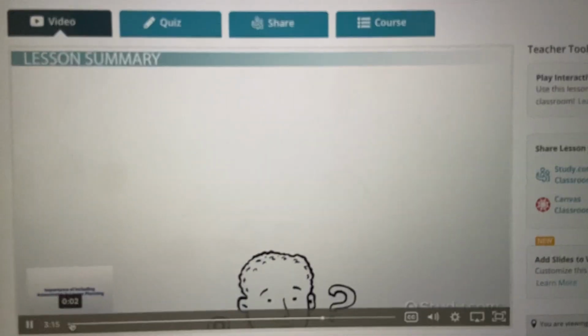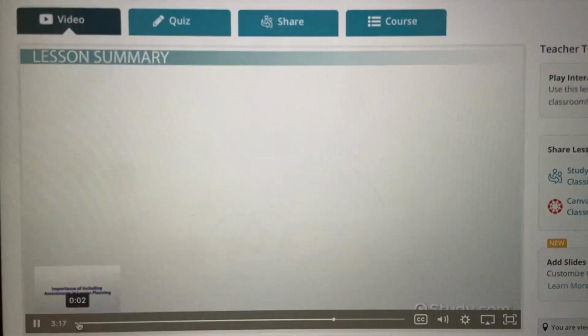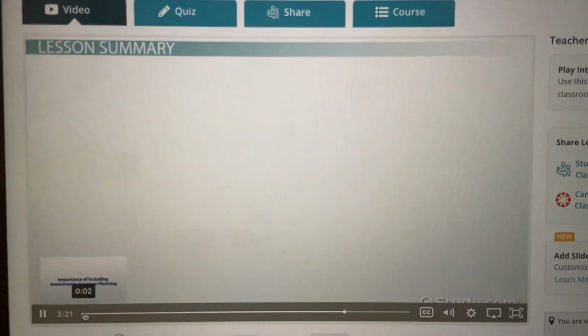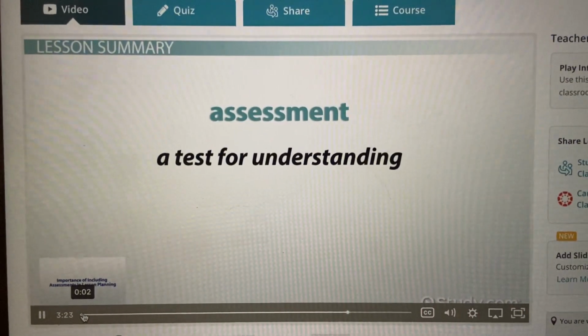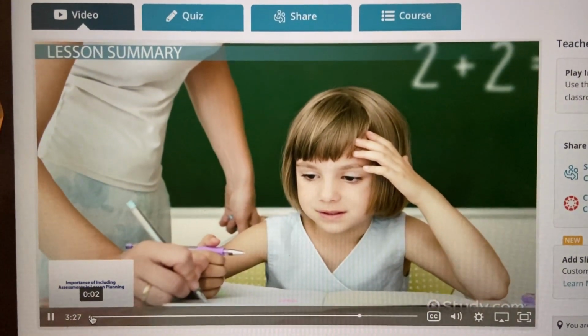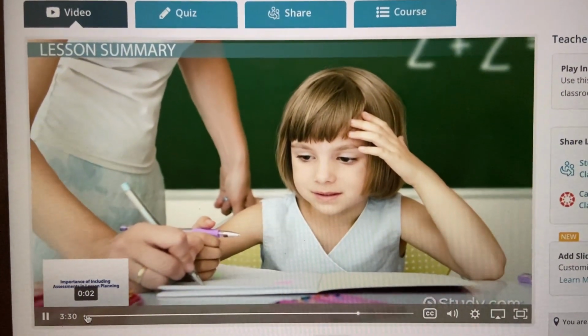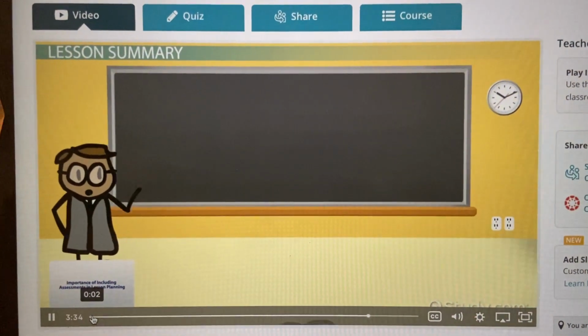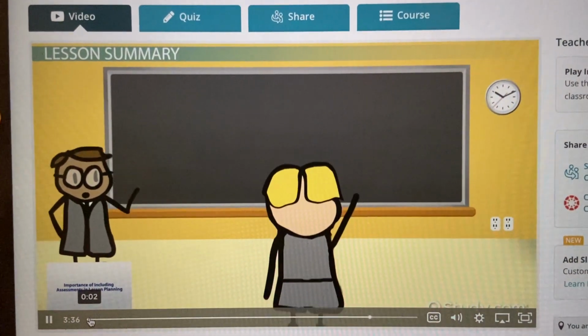Let's review what you've learned about lesson plans and assessments. A lesson plan tells the teacher how to teach a particular objective. An assessment is a test for understanding. As a teacher, you will need to include assessments in your lesson plan not only at the end, but also during the lesson. By testing for understanding during the lesson, you will know if your students are making the right connections as you are teaching.